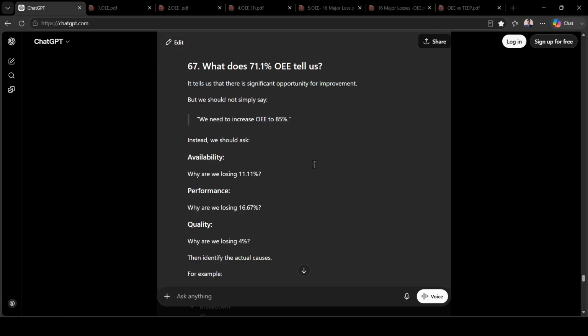What does the 71% mean? It tells us there is a significant opportunity for improvement, but we should not simply say we need to increase OE to 85%. Instead we should ask: for availability, why are we losing 11.11 percent? For performance, why are we losing 16.67 percent? For quality, why are we losing 4 percent? Then identify the actual causes.